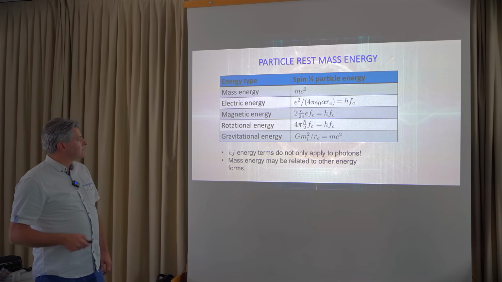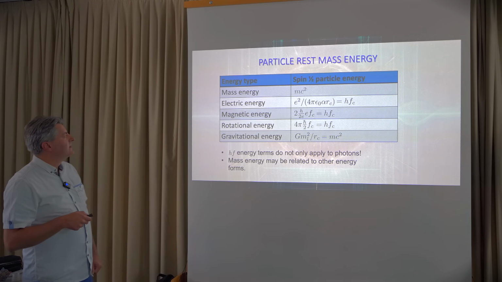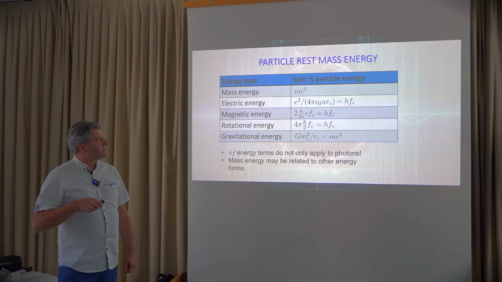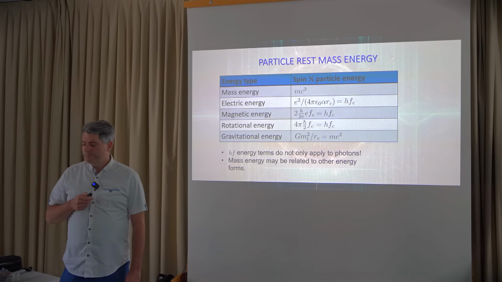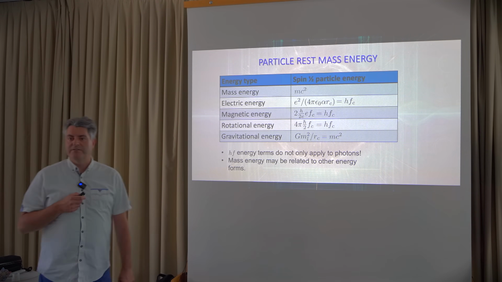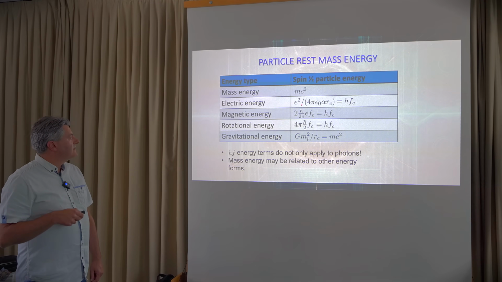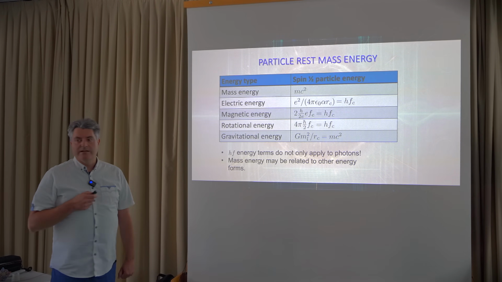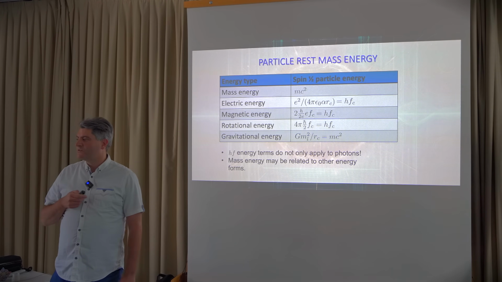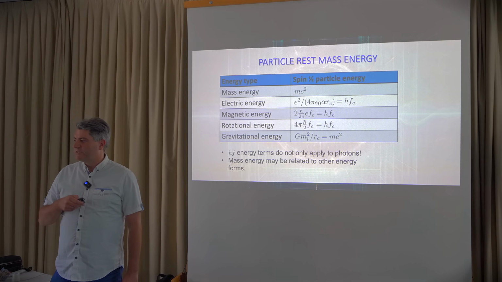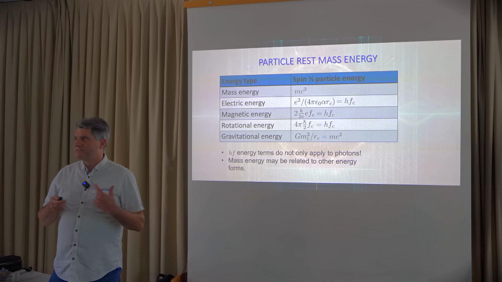This at least leads to two main conclusions. Energy terms of the form h times frequency are not only applicable to photons, they are really also applicable to particles. I think that's a very important point. And the mass energy might actually originate from other forms of energy. So mass in itself might, in reality, just be energy, and mass as an independent property maybe does not really exist.